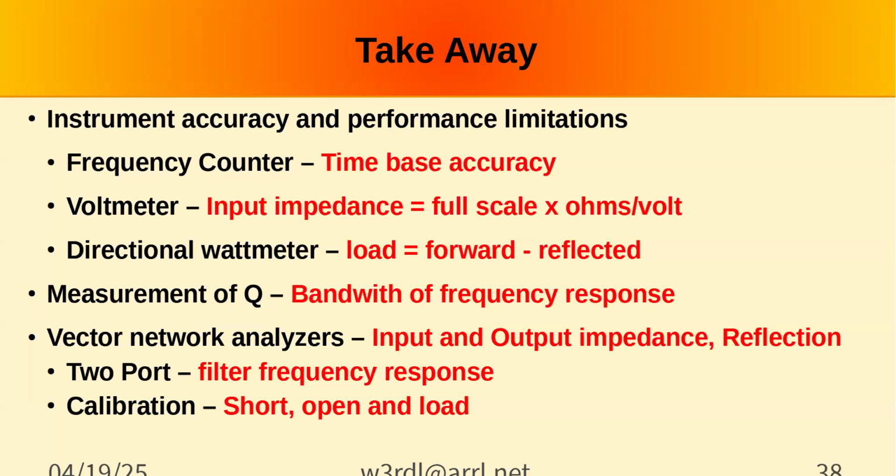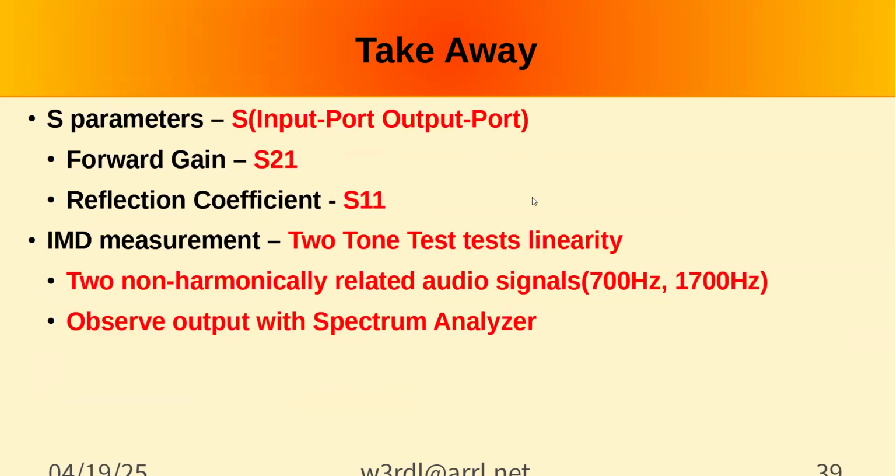Okay, so we talked about time-based accuracy for frequency counters, input impedance on voltmeters, forward and reflected power for watt meters, bandwidth of a resonant circuit to determine the Q, VNAs doing an input-output impedance reflection and pass-throughs with the two-port and calibration with the three sources. S parameters is simply input, output. And a two-tone IMD measurement.